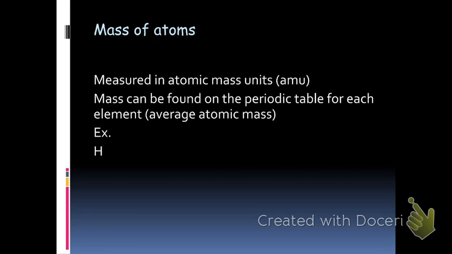This is easily shown if you look at the periodic table, the average atomic mass. We could keep going, and you'll see carbon and oxygen. Carbon should be 12.01 AMU, and oxygen is 16.00 AMU. So each atom has a mass, and the mass is measured in atomic mass units.